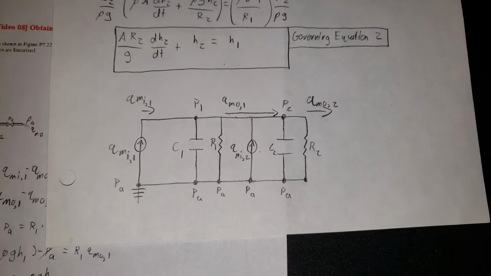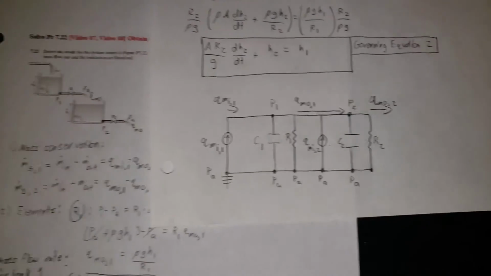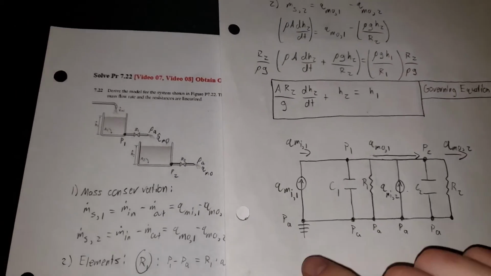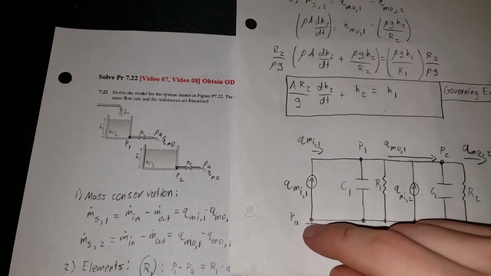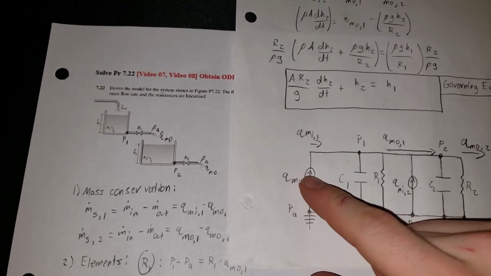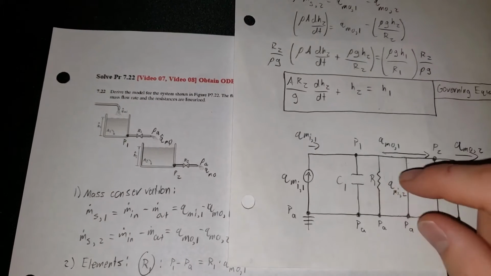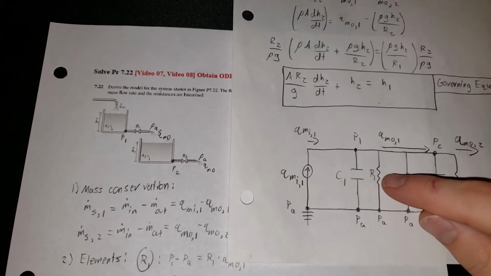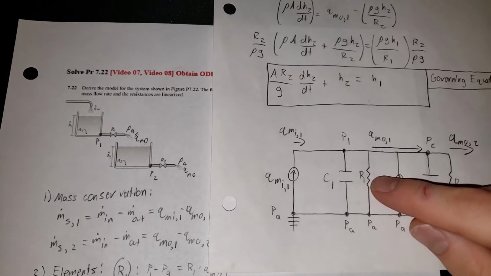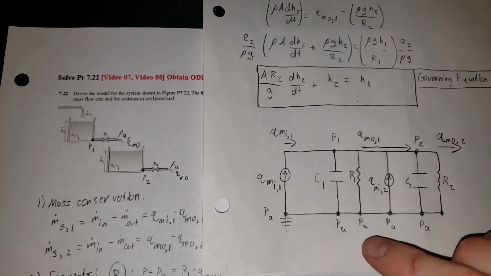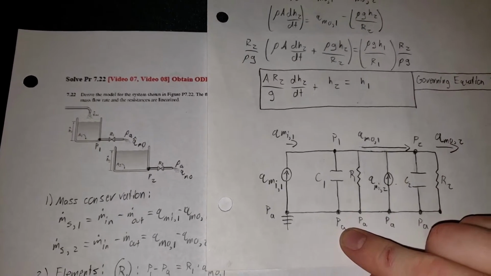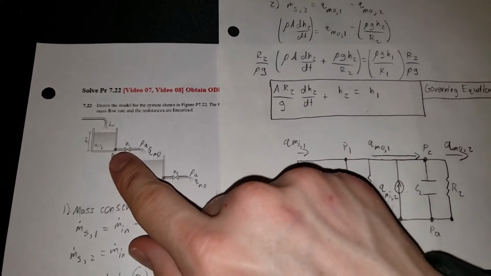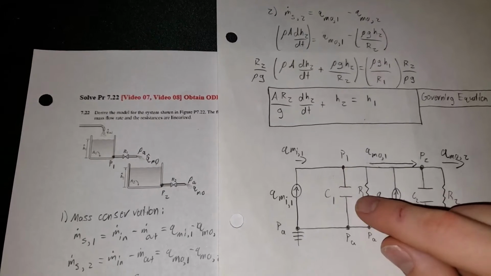To create the equivalent electrical circuit diagram, you'll have to look at the figure diagram given. We'll have a mass flow rate coming in to this tank, which will be the capacitor 1, and it will have a resistor 1 in parallel with it, where the atmospheric pressure is grounded, and the pressure that we see right here is at the top of the capacitor.